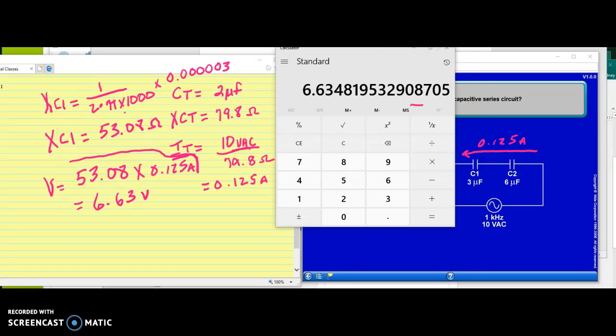There we go. If we look at our potential answers, let's make sure that's in there. I'm going to move the calculator over.